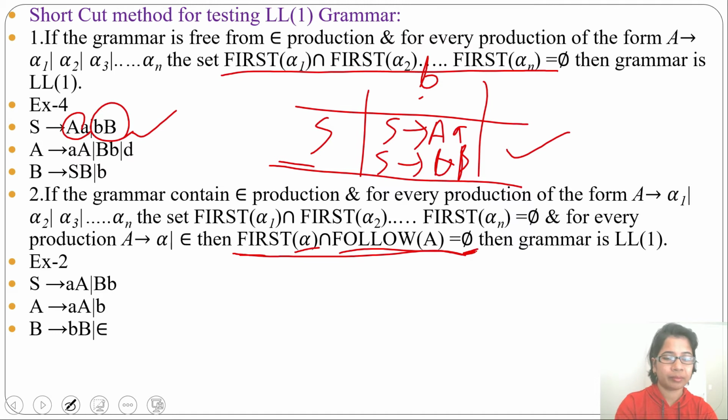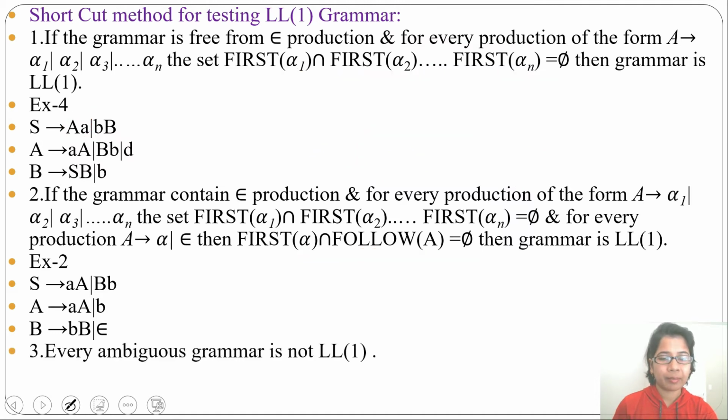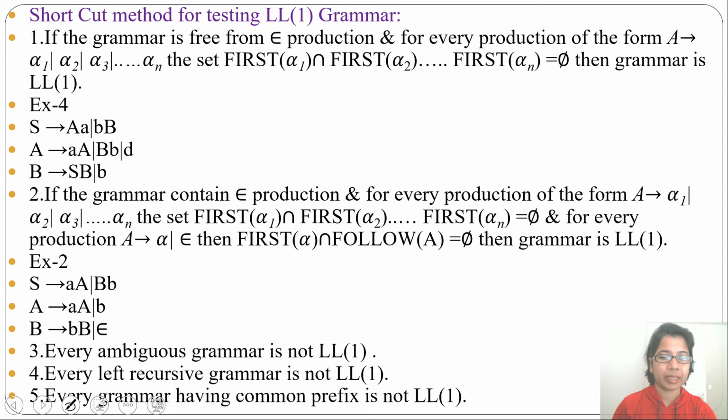Next, every ambiguous grammar is not LL1. For LL1, the grammar should be free from ambiguity, left recursion and common prefix. If the grammar is ambiguous or there is left recursion or there is a common prefix, then the grammar is not LL1. Let's check whether some grammars are LL1 or not by the shortcut trick rather than using the parse table.